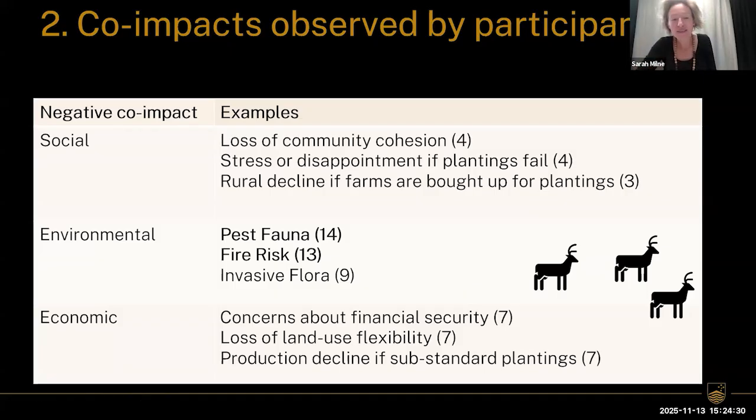And there were other perceived negative co-impacts too. Again, these are uneven. They weren't super high frequency, but in some places there were concerns around community cohesion or stress or disappointment if an environmental planting should fail, or other sort of on-farm concerns about opportunity costs or loss of flexibility with land use.